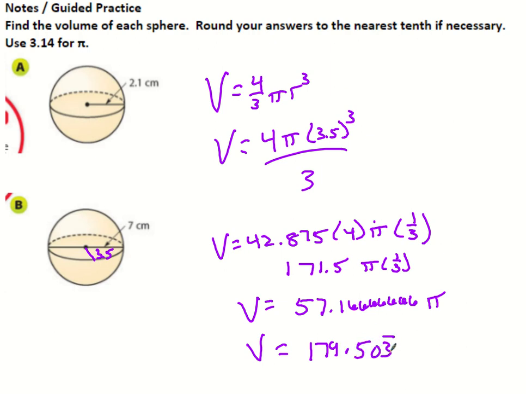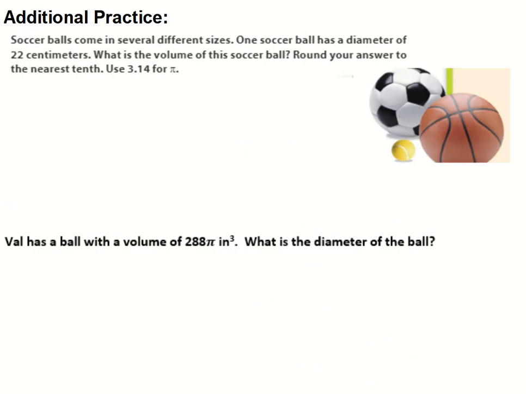And I get 179.503. Round to the nearest tenth. That 0 makes it stay the same. So it's approximately 179.5. And this one's also centimeters cubed. Cool. So same process. We get to do everything in almost any order we want as long as we cube our radius first, and then it says using our calculator to multiply by 4 and divide by 3, and that's how we handle that 4/3.